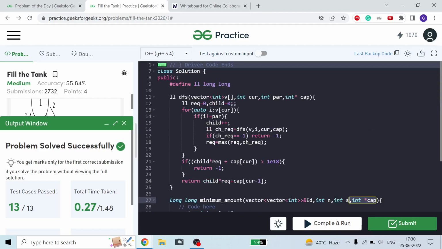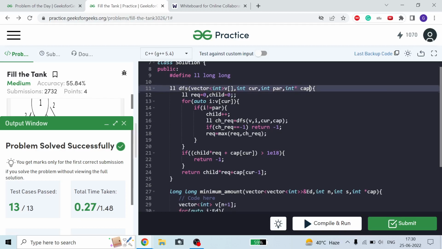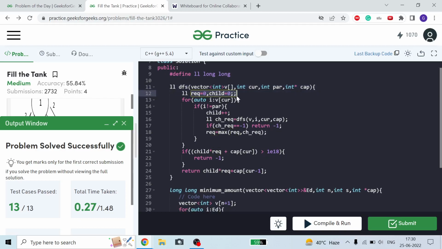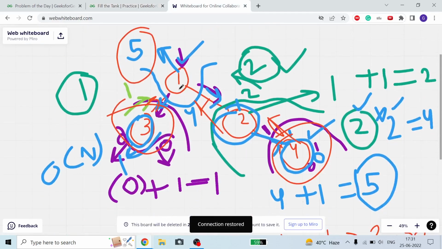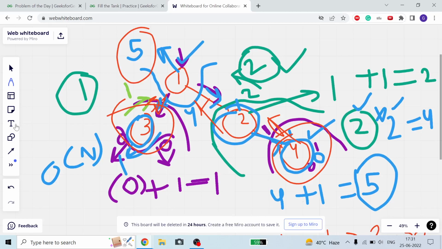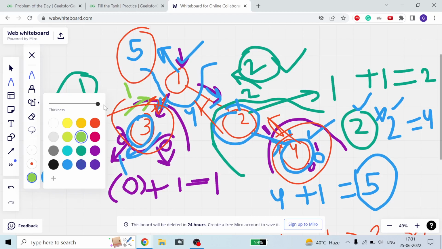Now what is this DFS vector? My current position, my parent, and my capacity. So guys, now required is equal to children. Required and children, two things I am using. Now what are required and children? Required is the amount of water, like on the left side, I just increase the thickness. On the left side I required 1, on the right side I required 2. So required contains the final amount of water, meaning 2.